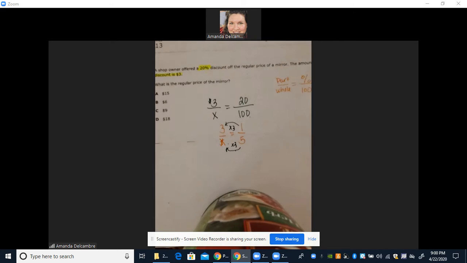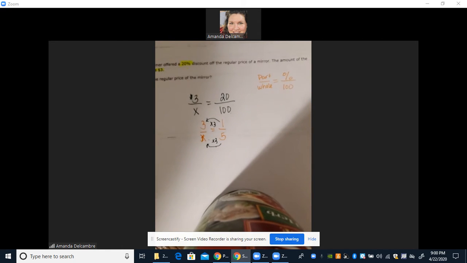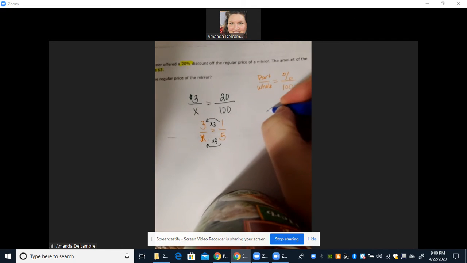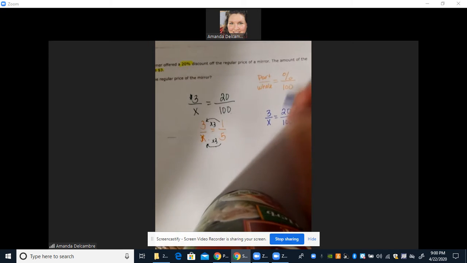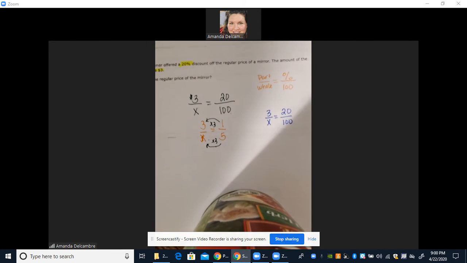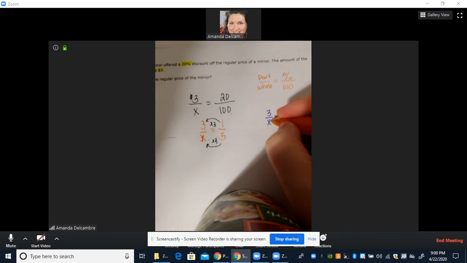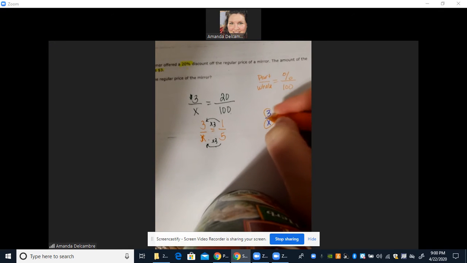Also, another way you could do this is if you cross multiplied and divided, you would get the same exact answer. So I had 3 over X is equal to 20 over 100. So again, if I cross multiplied, X times 20 gives me 20X is equal to 3 times 100 gives me 300.